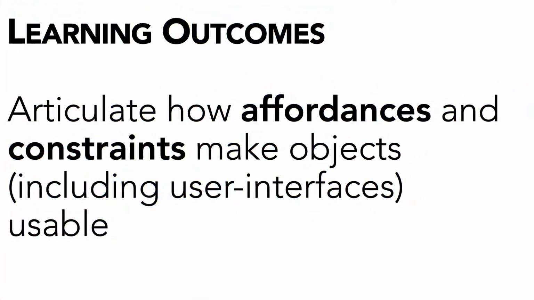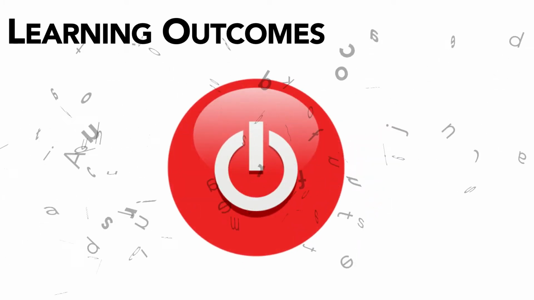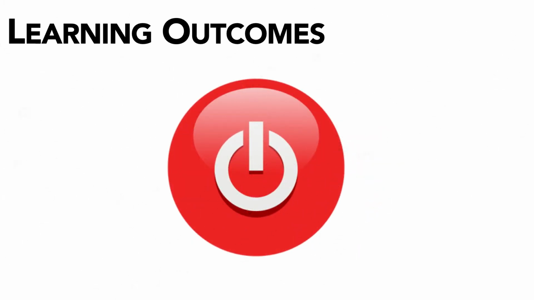They are as follows. First, by the end of the term, you should be able to articulate how affordances and constraints make objects, including and especially user interfaces, usable. Now, I don't expect you to know what these two terms mean just yet, but we're going to be diving into that relatively early on.